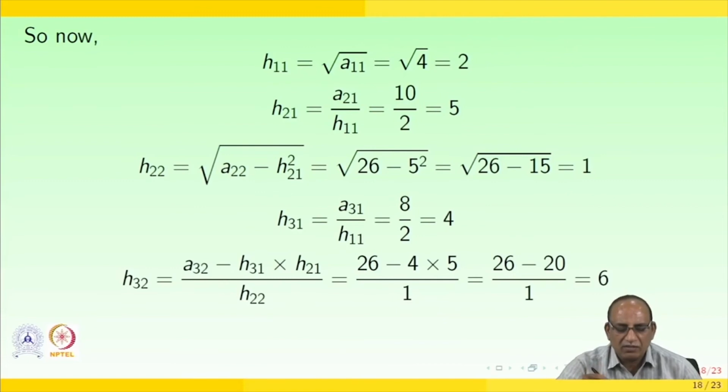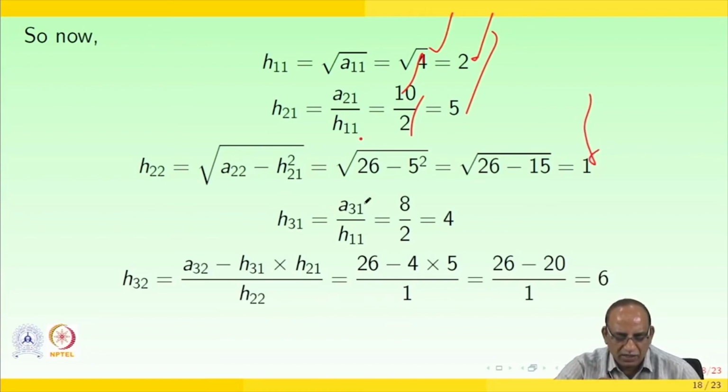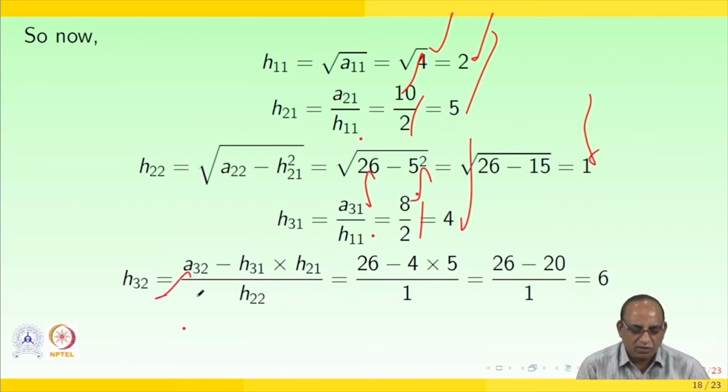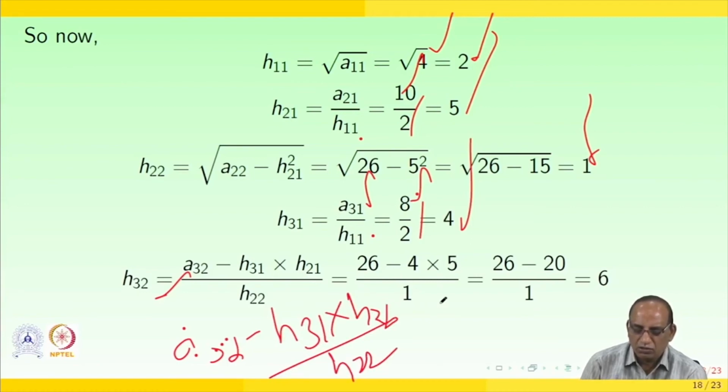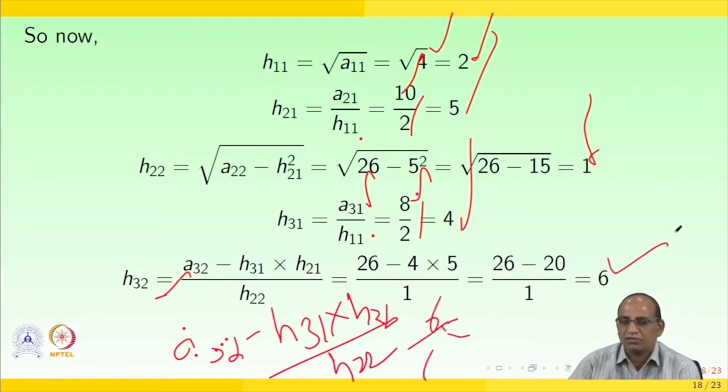So now as per this algorithm, H11 is the square root of A11, that is the square root of 4, which is 2. H21 is A21 upon H11, that is 10 upon 2, that is 5. H22 is the square root of A22 minus H21 squared, that is the square root of 26 minus 5 squared, 25, that is 1. And H31 is A31 upon H11, that is 8 upon 2, 4. And H32 is A32 minus H31 times H21, upon H22. So ultimately you will get 6 by 1, which is equal to 6.